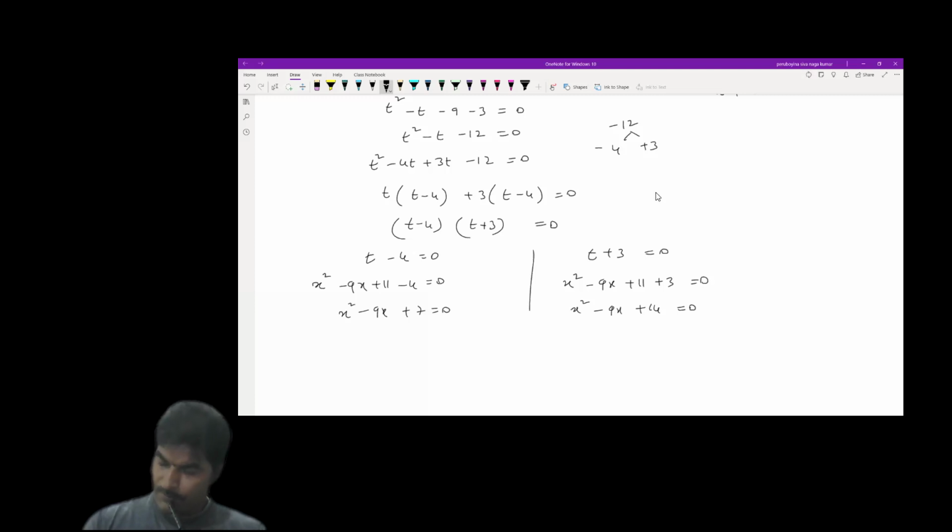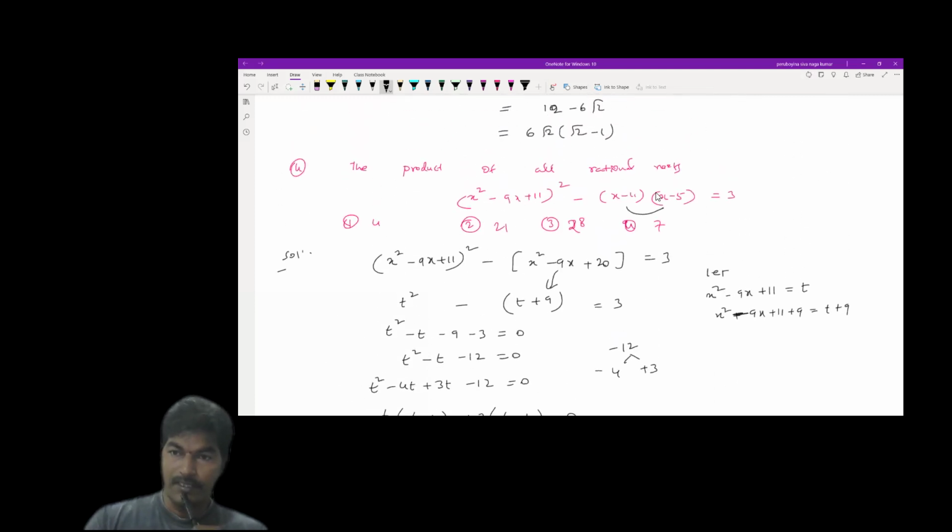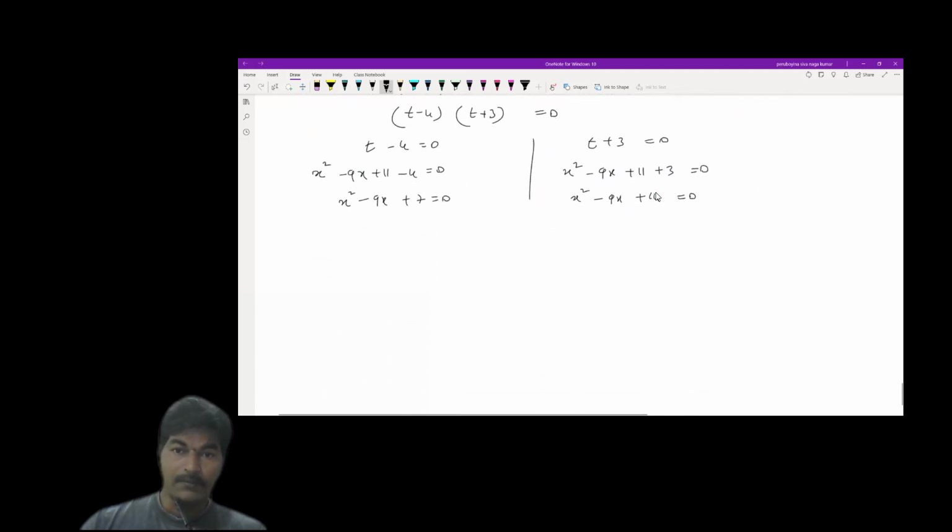In this case, look at the question: it is asking only for rational roots. We don't want irrational roots. Here, delta is b square minus 4ac. 4 sevens are 28. Is it a perfect square or not? Please check. 81 minus 28 is 53. The last digit is 3, so it is not a perfect square. You can leave it. Here you will get irrational roots.